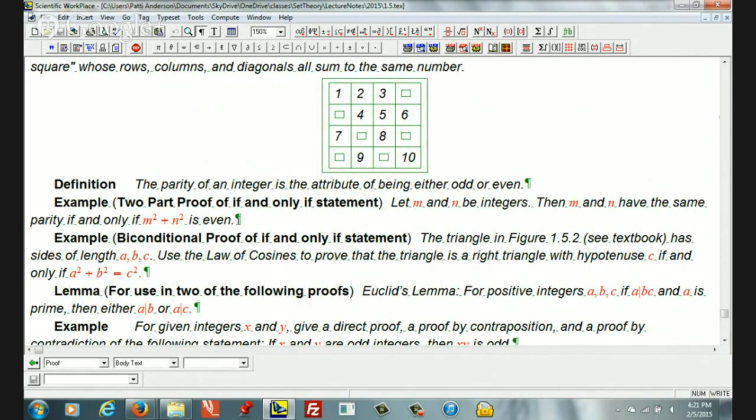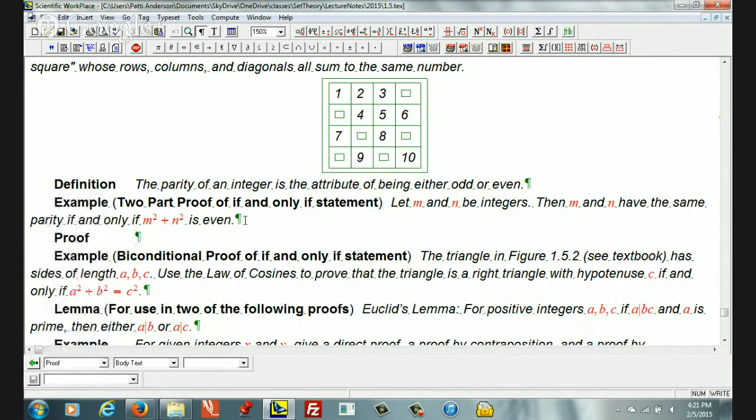Let's look at a two-part proof and a biconditional proof. We need to do both of those. The two-part proof: let m and n be integers. Then m and n have the same parity if and only if m squared plus n squared is even. So what is the big hypothesis? What is the big statement before it gets to our little substatement?